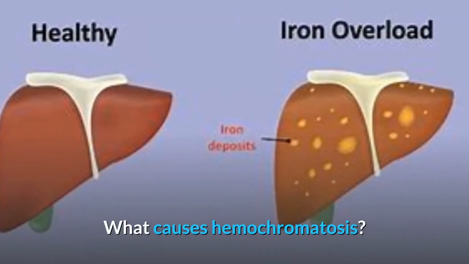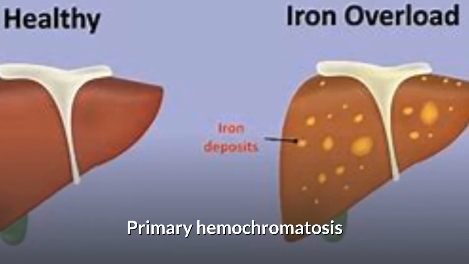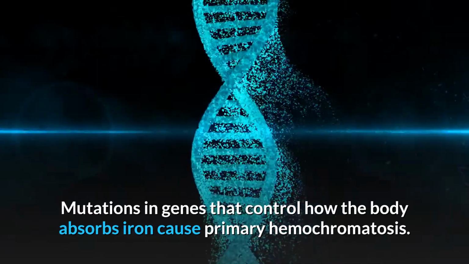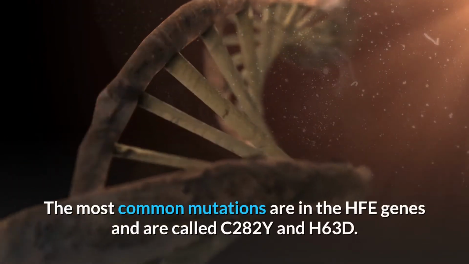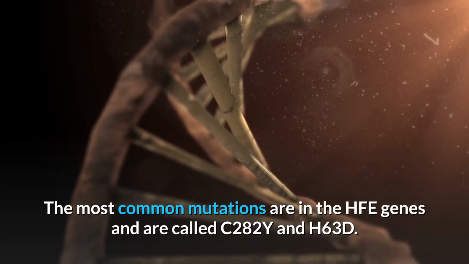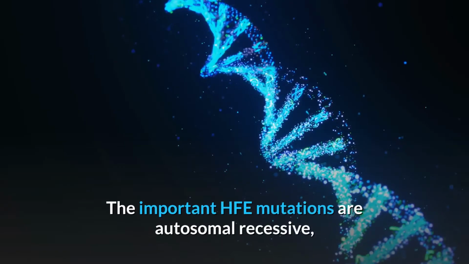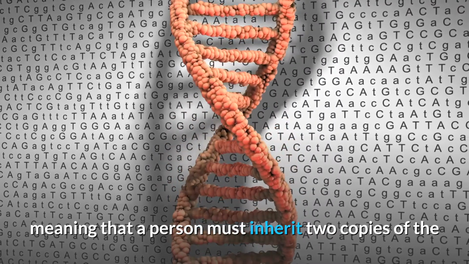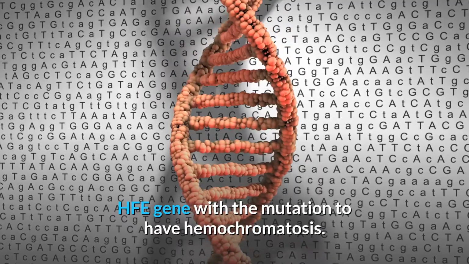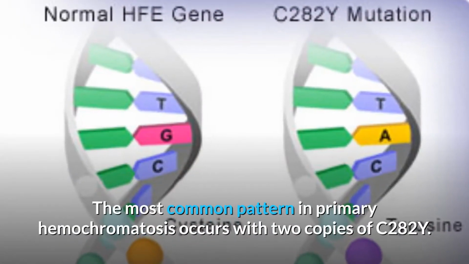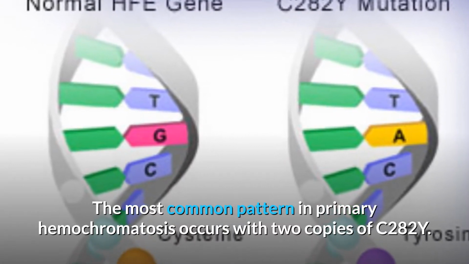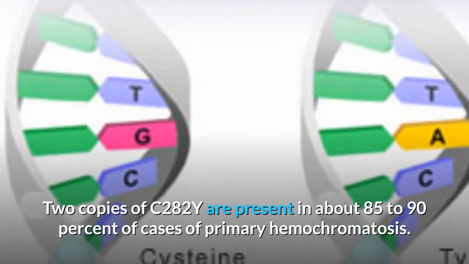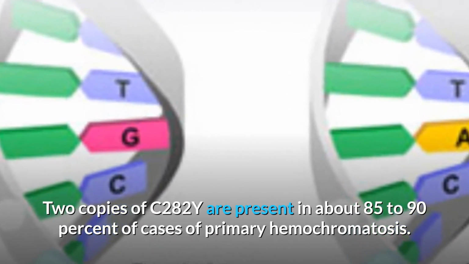What causes hemochromatosis? Primary hemochromatosis. Mutations in genes that control how the body absorbs iron cause primary hemochromatosis. The most common mutations are in the HFE gene and are called C282Y and H63D. The important HFE mutations are autosomal recessive, meaning that a person must inherit 2 copies of the HFE gene with the mutation to have hemochromatosis. The most common pattern in primary hemochromatosis occurs with 2 copies of C282Y. 2 copies of C282Y are present in about 85 to 90% of cases of primary hemochromatosis.